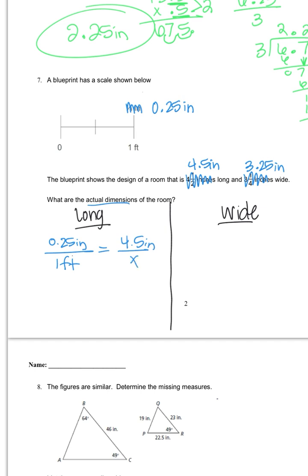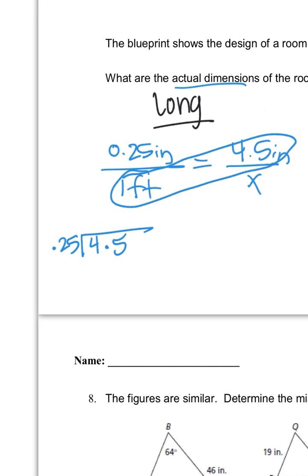When you do cross product here, 1 times 4.5 is 4.5. Now I just have to divide it by 0.25. 0.25 is going to go on the outside, and then 4.5 is going to go on the inside. You cannot have a decimal on the outside, so you're going to have to move your decimal over. So I'm going to go 1, 2. What I do on the outside, I have to do the same thing on the inside. Bring it out, and then I'm going to add in a 0. 25 can go into 45 1 full time. And then I have 20 left over.